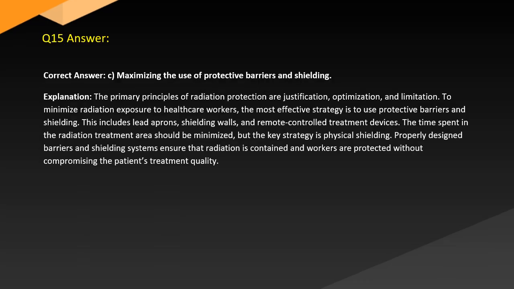Answer. Correct answer: C. Maximizing the use of protective barriers and shielding. Explanation: The primary principles of radiation protection are justification, optimization, and limitation. To minimize radiation exposure to healthcare workers, the most effective strategy is to use protective barriers and shielding. This includes lead aprons, shielding walls, and remote-controlled treatment devices.